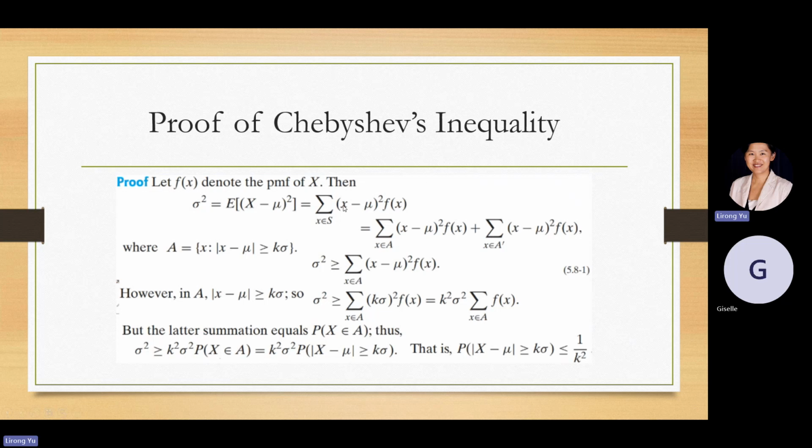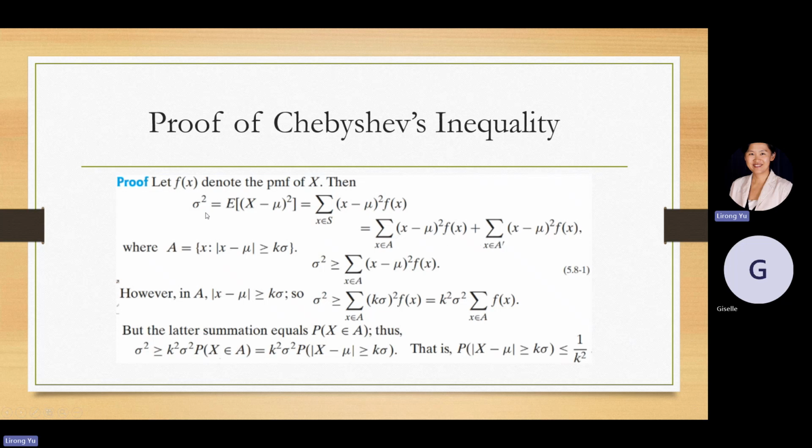So the first row's last term is a formula for how we use a summation to calculate the variance. And then this summation involves many data points. So x is in the support S. The data point can be in the middle or at the tail. So we're going to separate A, representing x minus mu bigger than k times standard deviation. A represents the tail data. So in the variance, this summation has to involve the data points that are in A and the ones that are not in A. So we're able to separate the variance calculation into two parts.